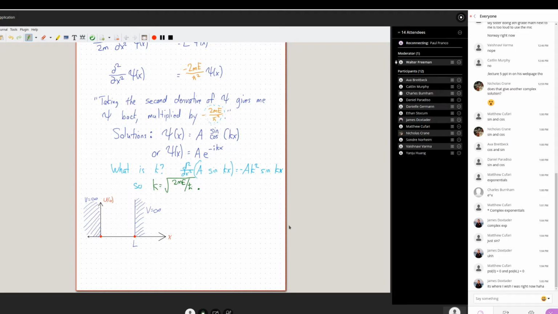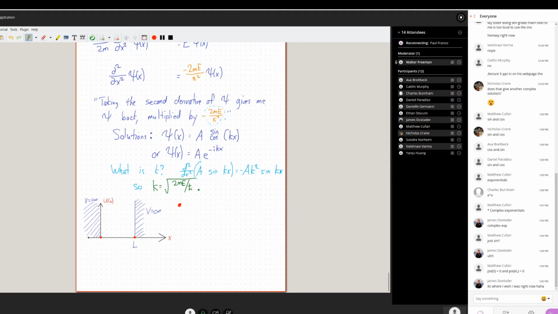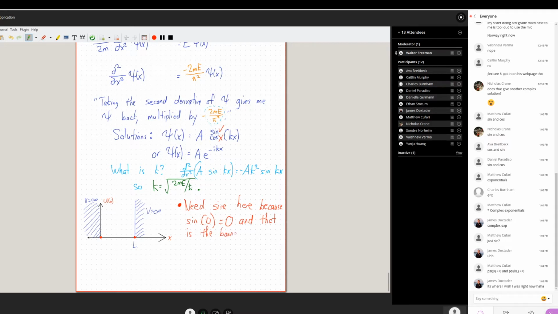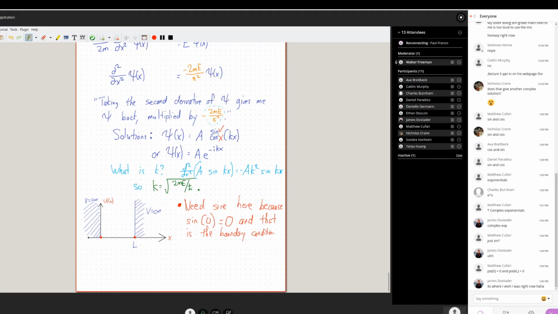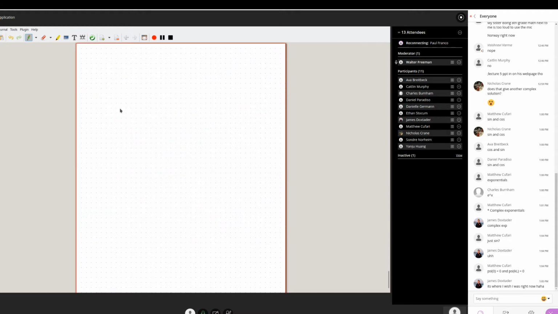So Matthew's reasoning is right. Matthew says that I want sine and I do not want cosine because sine of 0 is 0, and that is the boundary condition.